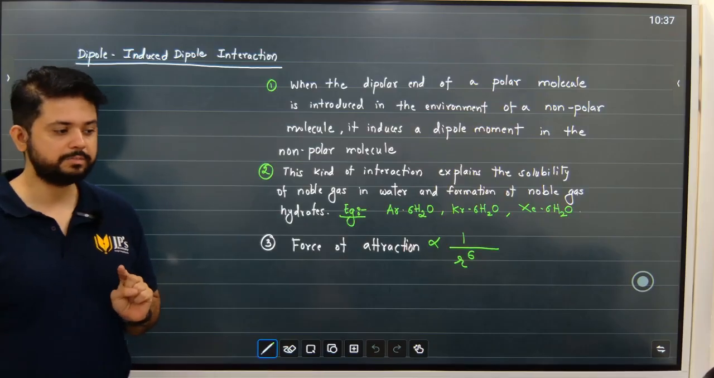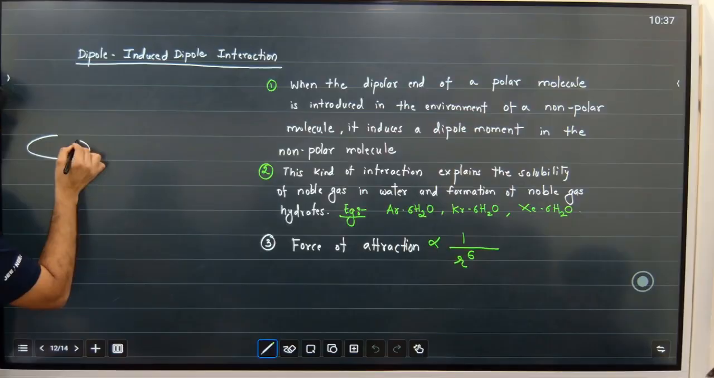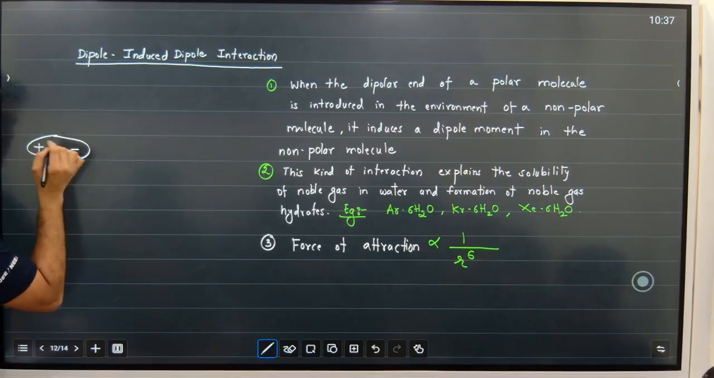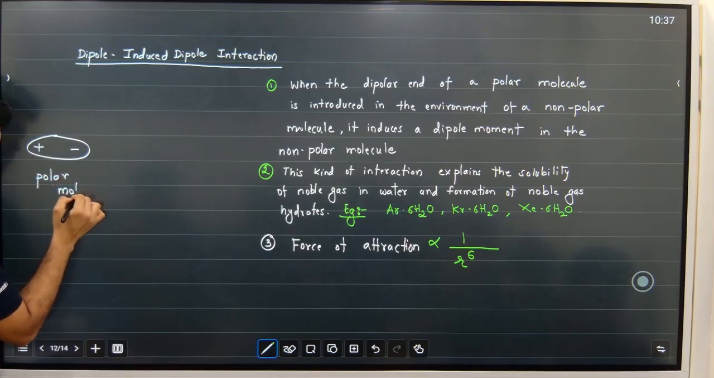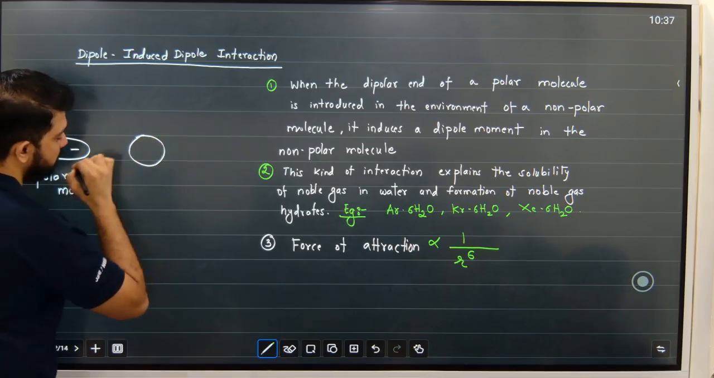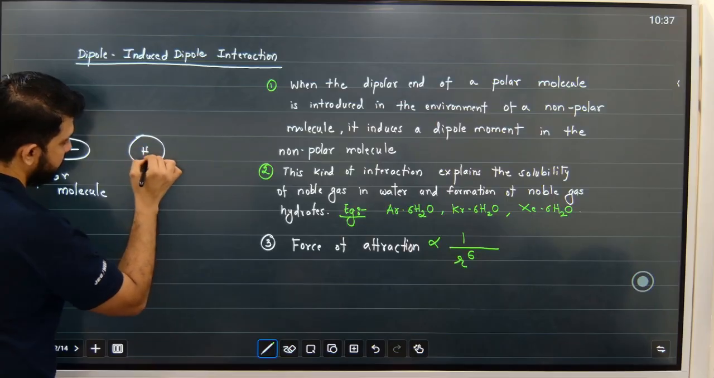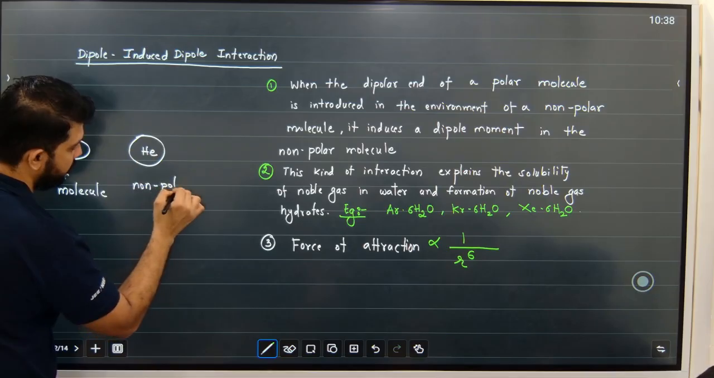Let's try and understand what this means. So we have a dipole. On one end we have a polar molecule and a non-polar molecule. Let's say, for example, we can take HE, non-polar.